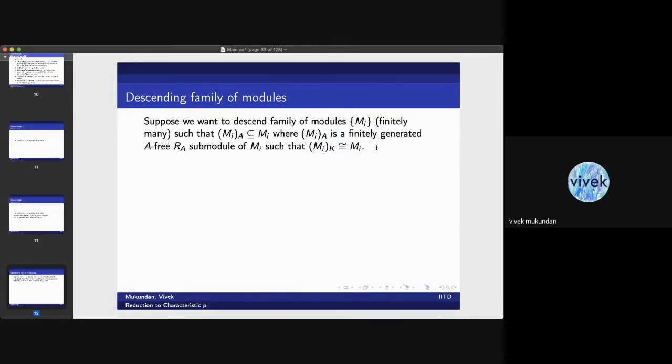So the next question is, if you can descend a finite set of modules, what happens to the map between the modules? Suppose phi is a map between M and M prime, and we want to descend phi_A, which is a map between M_A and M_A prime. Given M and M prime, we can define what M_A and M_A prime are. That can be done. The question is, how do we actually define the map phi?